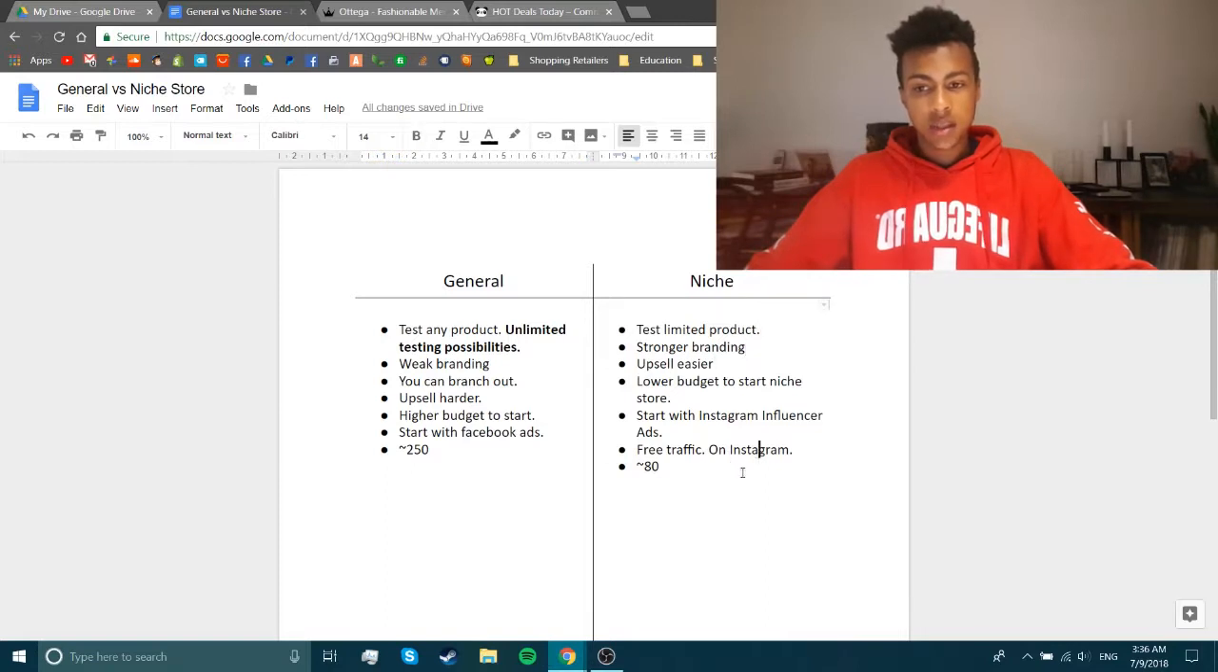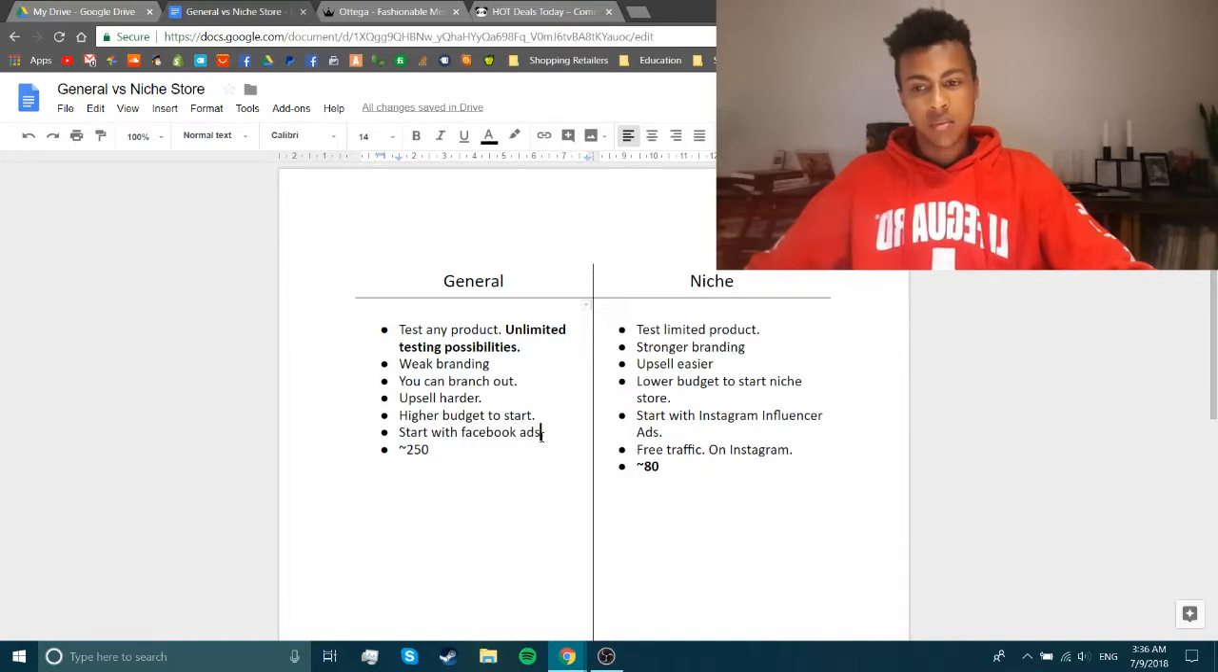But with a niche store, it is more attractive to only pay $80, right? To have a budget of $80, it's less risk. But again, if you can't start with a general store, I recommend you just go ahead and start with a niche store, right? But I recommend you start with a general store just because it's easier with unlimited testing possibilities.